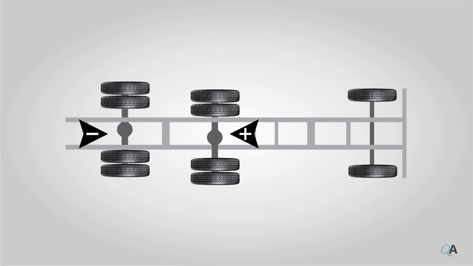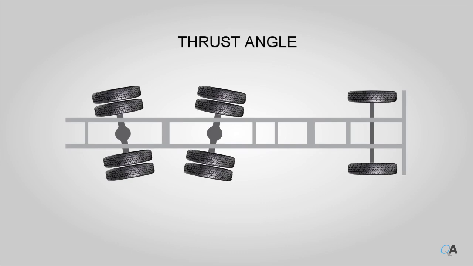The second characteristic is the thrust angle of the axle. The thrust angle is the angular bias of the axle in relationship to the center line of the frame. The thrust angle is positive when the axle is pointed toward the passenger side of the vehicle, and negative when the axle is pointed toward the driver's side of the vehicle.